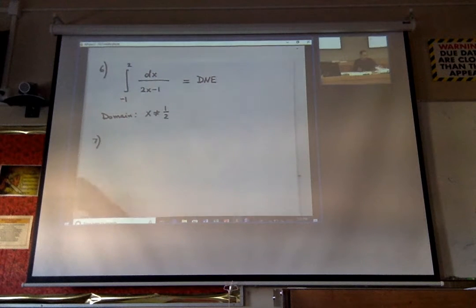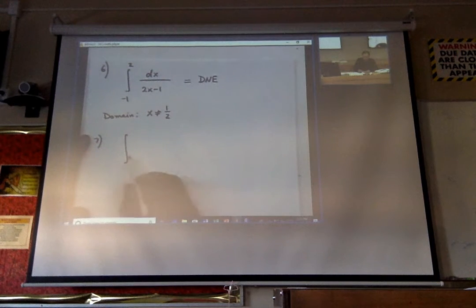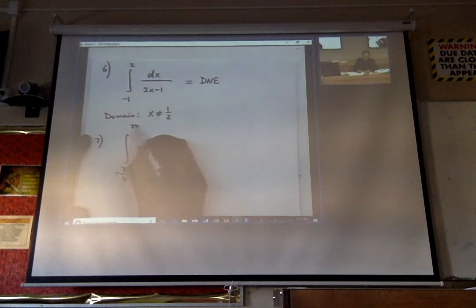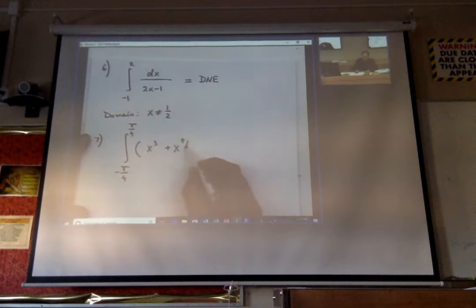Definite integral. This one is the integral from negative pi over 4 to pi over 4 of x cubed plus x to the 4th, times tangent of x, dx.